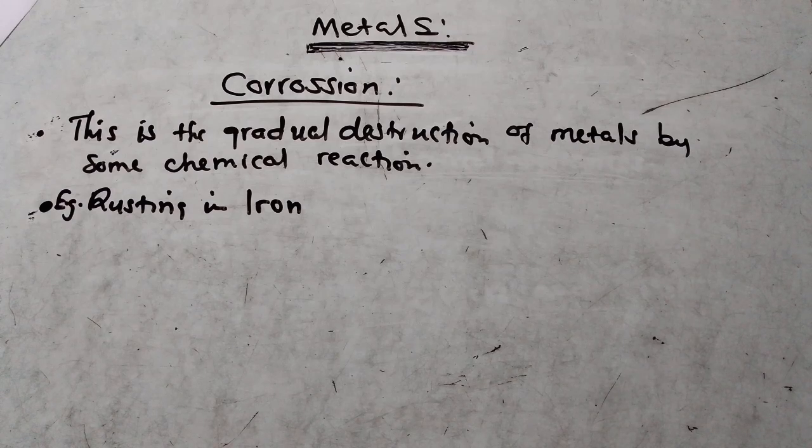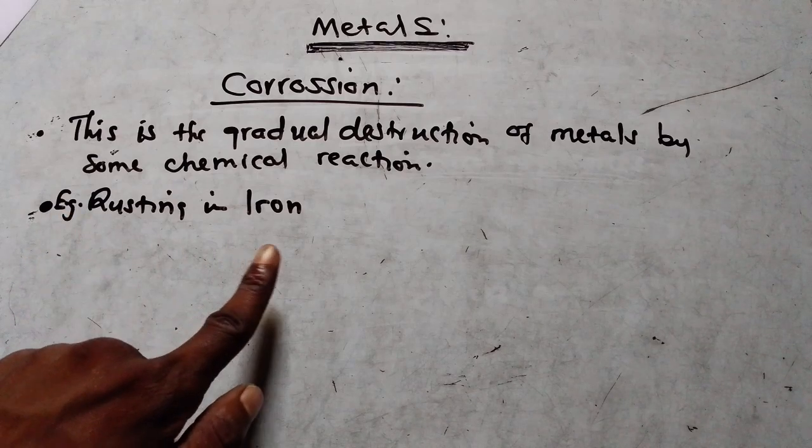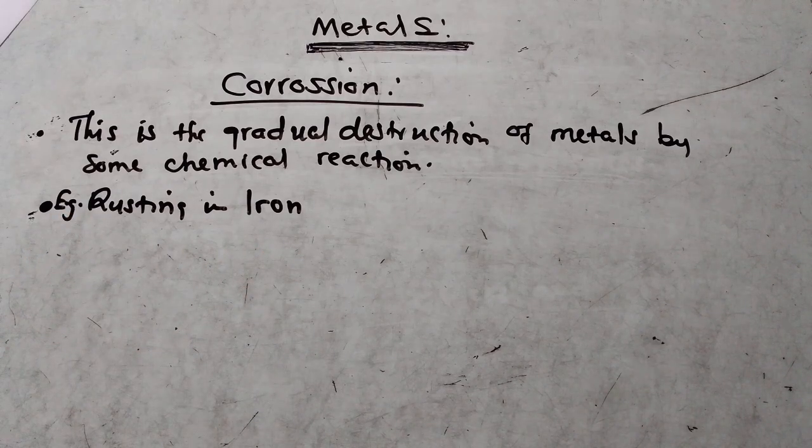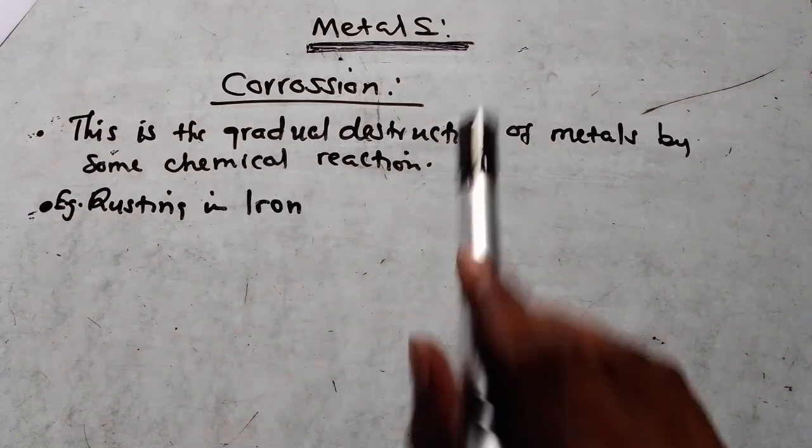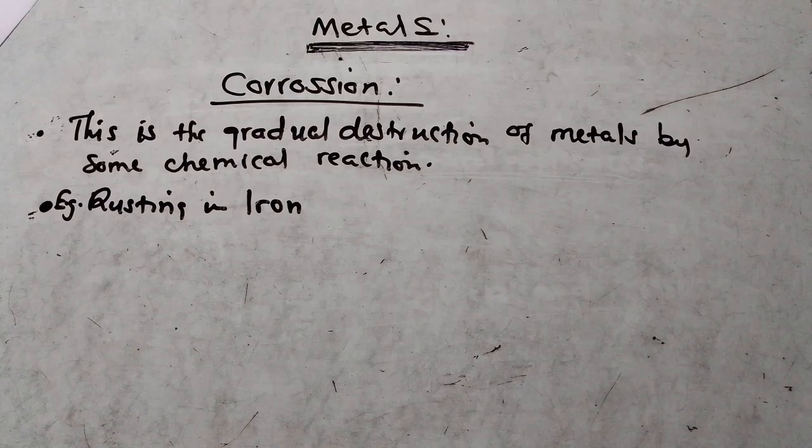There are some structures that you're going to see on that metal, different structures. That's what we call rusting. Rusting is caused through the process of corrosion, which is the gradual destruction of metals by some chemical reaction. Meaning there are some chemical reactions which are taking place for that metal to be in that state, for example, rusting, water. That's what we mean here.